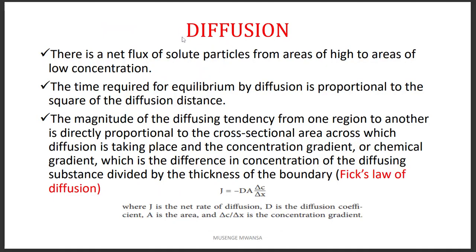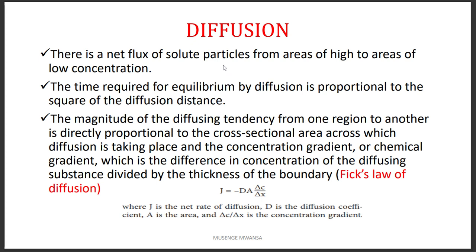So now, because of differences in concentrations, there is going to be diffusion of particles. So there is a net flux. When we talk of flux, it's simply the movement of particles from one compartment to the other. So there is a net flux of solute particles from areas of high concentration to areas of low concentration, that we know. So the time required for equilibrium by diffusion is proportional to the square of the diffusion distance.